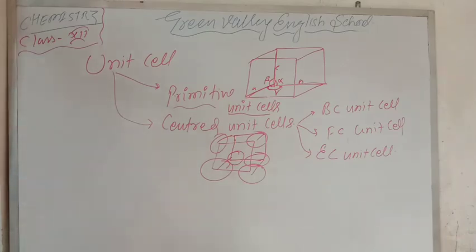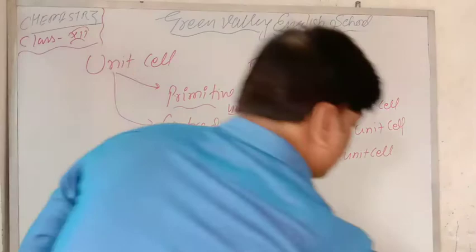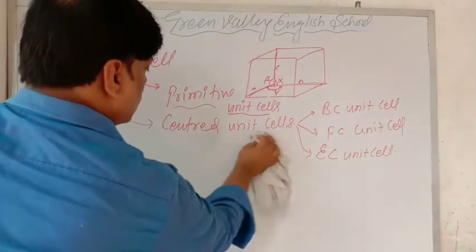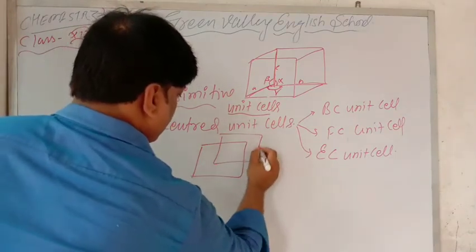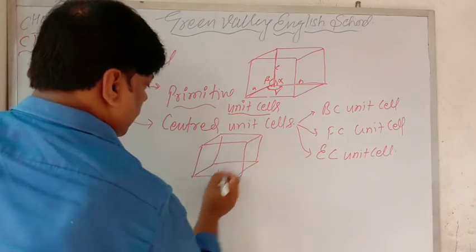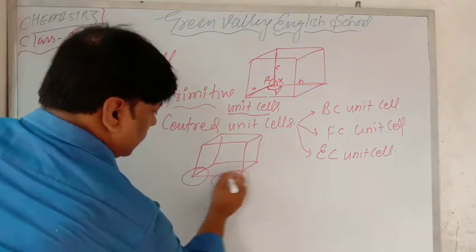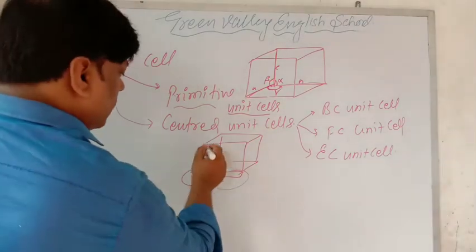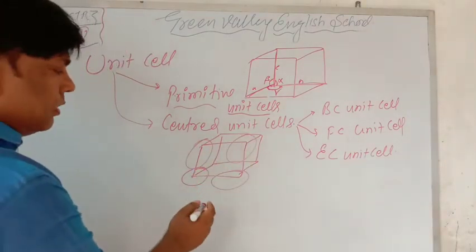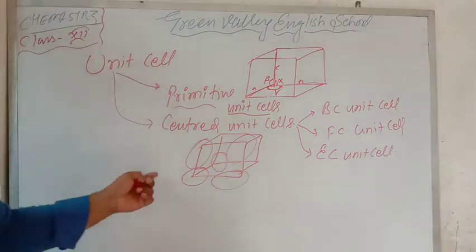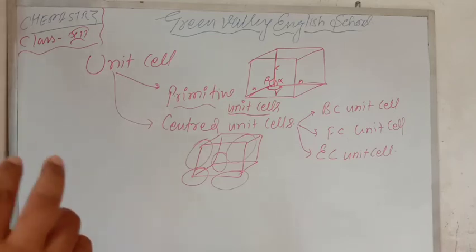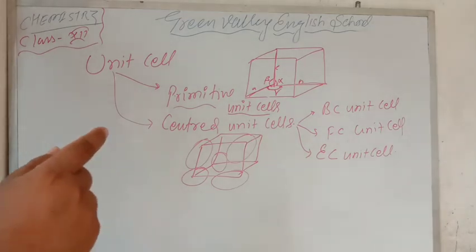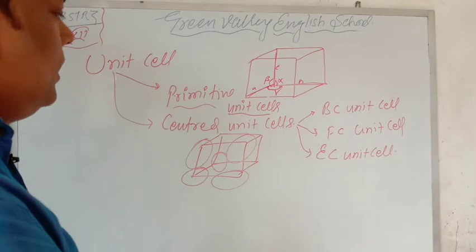Now, what is a centered unit cell? Suppose here the atoms are at the corners only. Now, if an atom is placed at the center other than the corners, that is body centered. In case of body centered, there is a particle at the center of the unit cell.